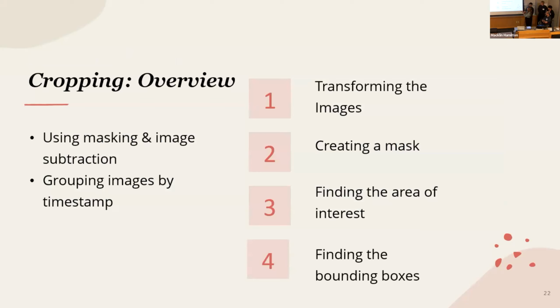First is transforming the images. Then we created a mask. Then we found the area of interest, which is where the animal is in the image, and then finding the bounding boxes. So I have an example of what each of these steps really looks like.